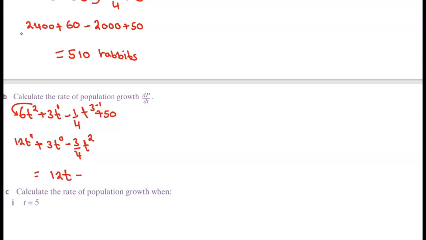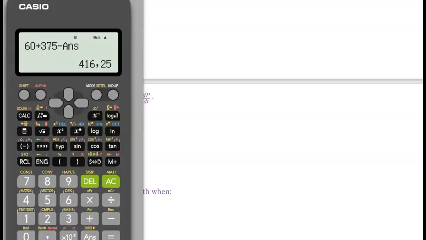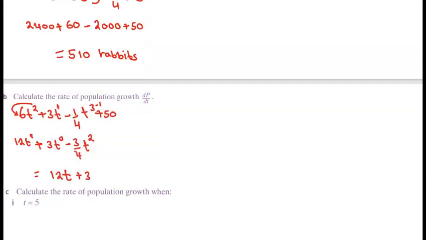So our answer is going to become 12t, plus 3, because t power 0, any number raised to the power of 0, by the way, is 1. Any number raised to the power of 0, even if you speak of such a big number, as long as you are raising it to the power of 0, you're going to get 1. So even t raised to the power of 0 is 1. So 1 times 3 is 3, and then minus 3/4 t squared. So this becomes our answer.